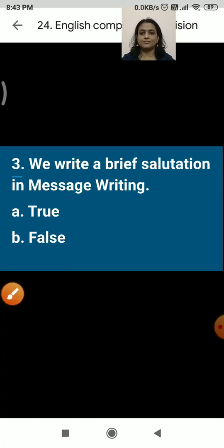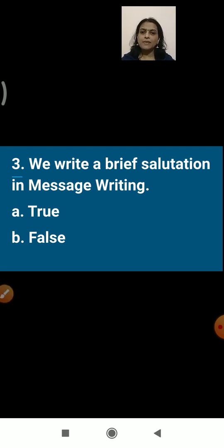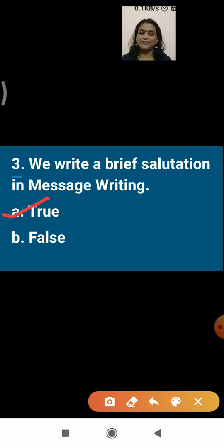The third one: we write a brief salutation in message writing. What is salutation? It is the beginning, the wish to whom you are writing the message. Do we write something more, like my dear, loving, and all those things? No, we do not write all these words. We just write the name of the person to whom we are writing. If it is for your mother, you will write mother or dear mother, father, brother or sister. So in brief, we write the salutation. The answer is true.